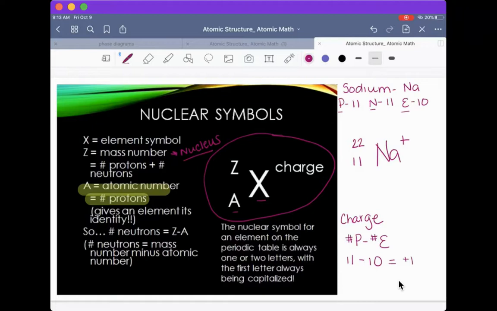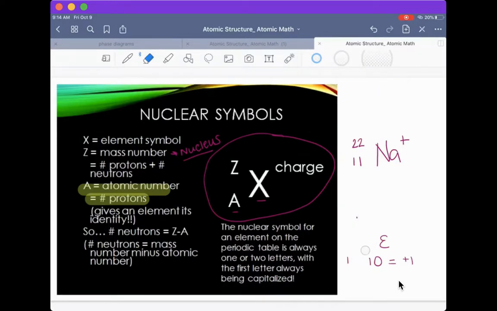Now, one of the neat things when you're looking at a nuclear symbol like this is that it's very easy to determine how many neutrons are in that atom. If I was not given the information up here, I could figure out all of that information by just looking at this atomic symbol, because everything we need is right there.